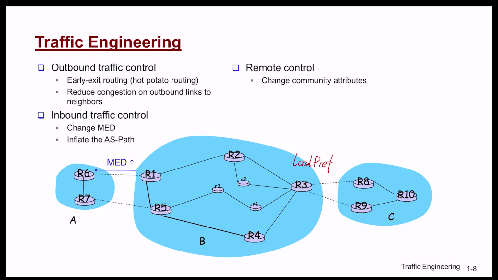For another example, suppose B wishes to shift some traffic from its link to A to its link to C. B can do this by prepending additional copies of its AS number onto the AS paths in BGP advertisements it sends to A. This increases the AS path length in these advertisements, which causes routes advertised by C to other ISPs to become more desirable in a comparison. Besides, remote traffic control can also be done by changing the community attributes.